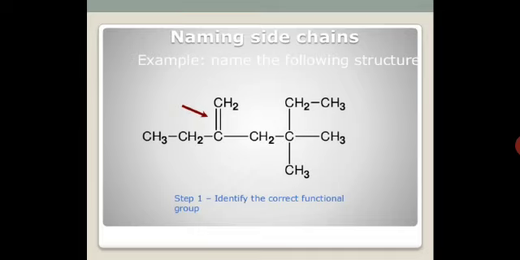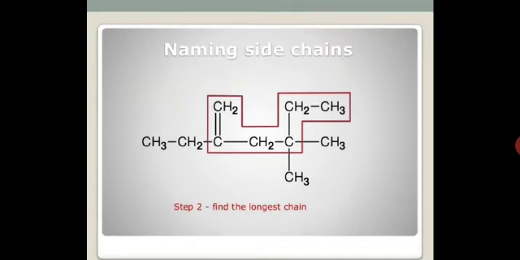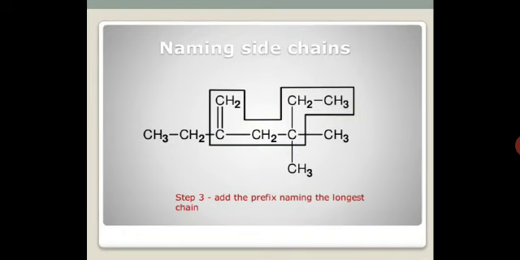So the first thing, you identify the correct functional group, which is the double bond. Next, you find the longest possible chain. You can see the one I've circled here now. That is the longest possible chain, starting from the double bond and ending there. Now, after finding the longest possible chain, the next thing is to add the prefix, naming the longest chain. So, you see the longest possible chain there, you have 6 carbon atoms. So, it has to be hex.